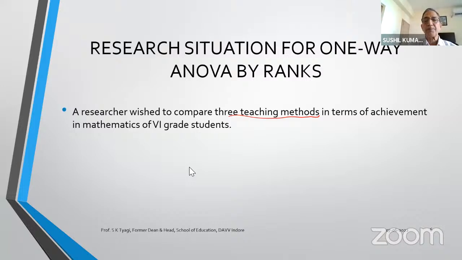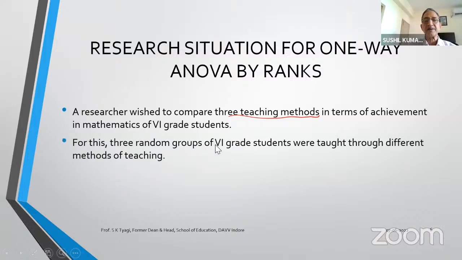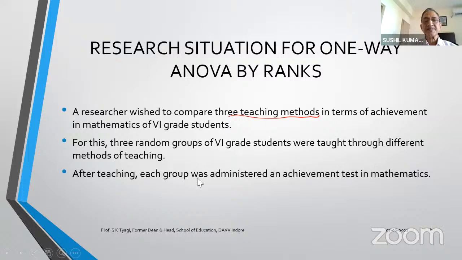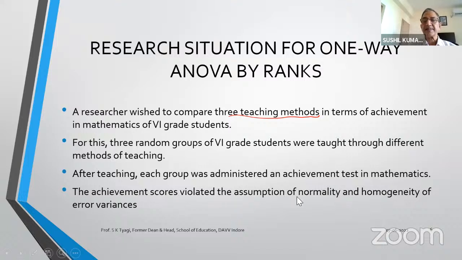Now, a researcher wishes to compare 3 teaching methods in terms of achievement in mathematics of 6th grade students. We want to see whether the 3 methods of teaching are equally effective, or some particular method is better for the achievement of class 6 students. The researcher taught 3 random groups of 6th grade students through 3 different methods. After teaching, each group was administered an achievement test in mathematics.